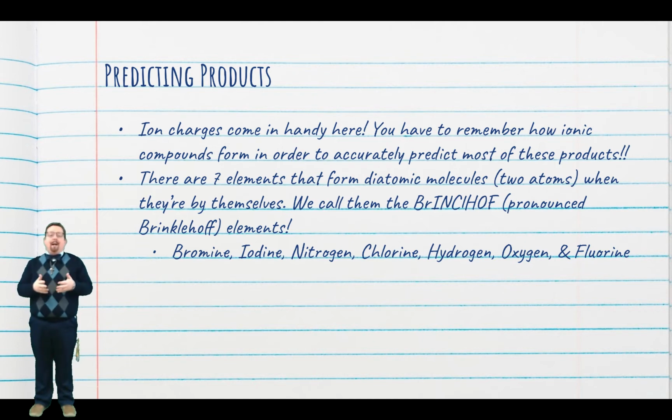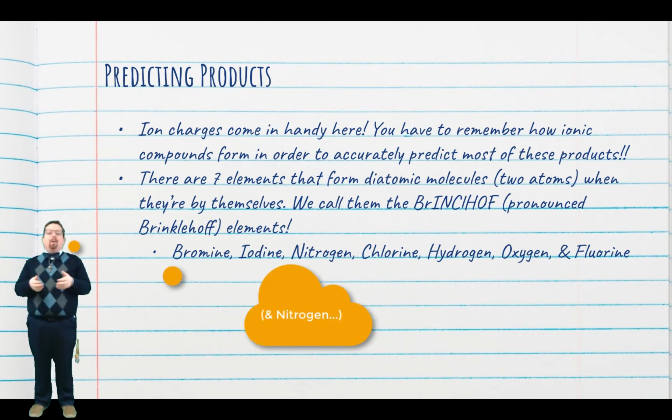If one of your products happens to be what we call a Brinkelhoff element, it'll form a diatomic molecule. That means, unlike most elements that are by themselves and form just single atoms, these 7 elements will form molecules that consist of 2 atoms each. These elements are bromine, iodine, chlorine, hydrogen, oxygen, and fluorine.